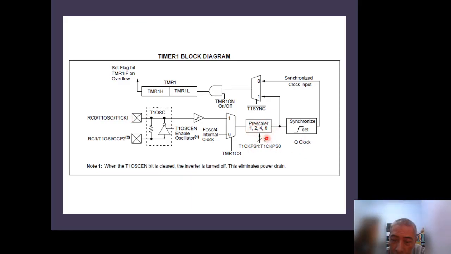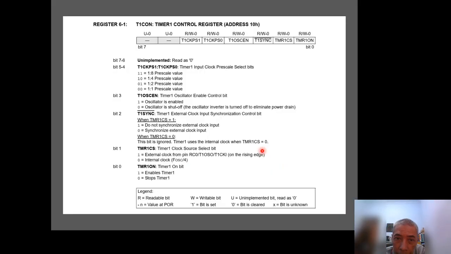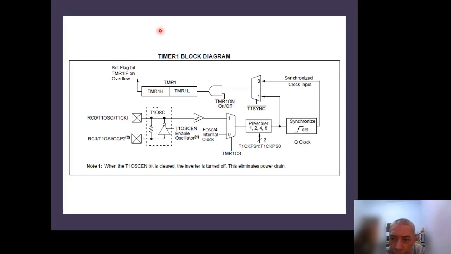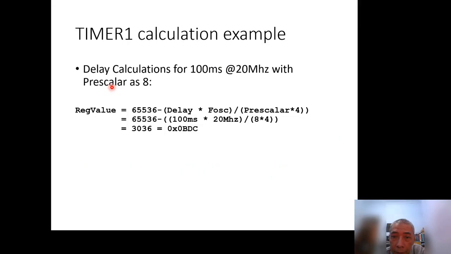You can configure your prescaler according to T1CKPS1 and T1CKPS0, just like here in the T1CON, bit 5 and bit 4. Bits 7 and 6 are implemented as 0. Then the clock is connected to the synchronize block. If you want to synchronize, you can use the synchronized clock input. Okay, this is our explanation about the register and timer.